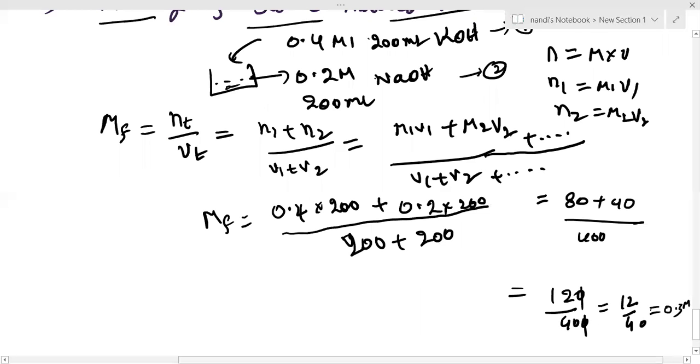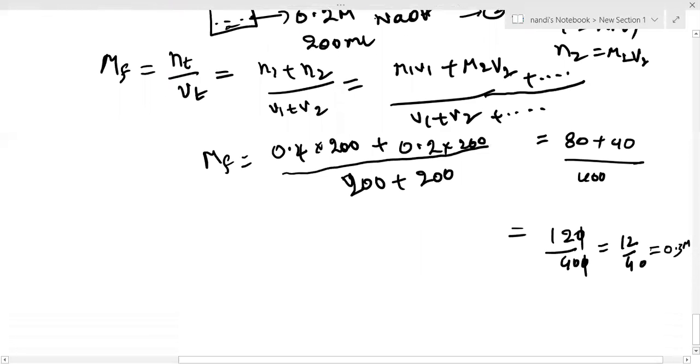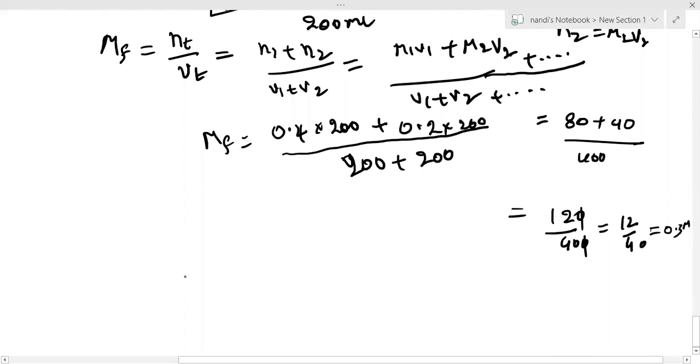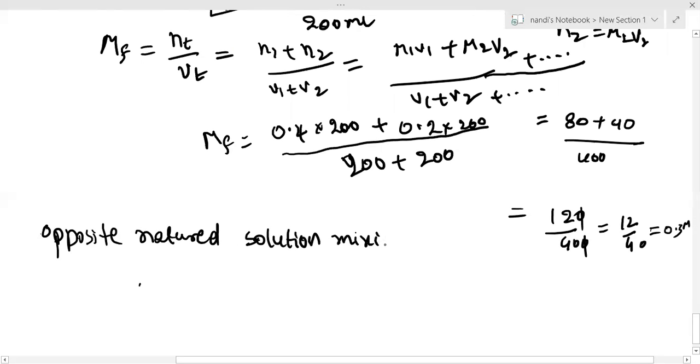M molarity. So this is mixing same nature solutions. Suppose we are mixing opposite nature solutions, opposite nature solution mixing. So after mixing, we find the resulting solution concentration.